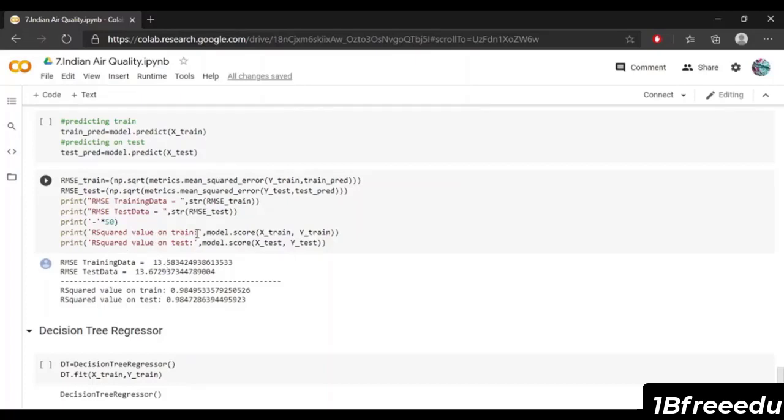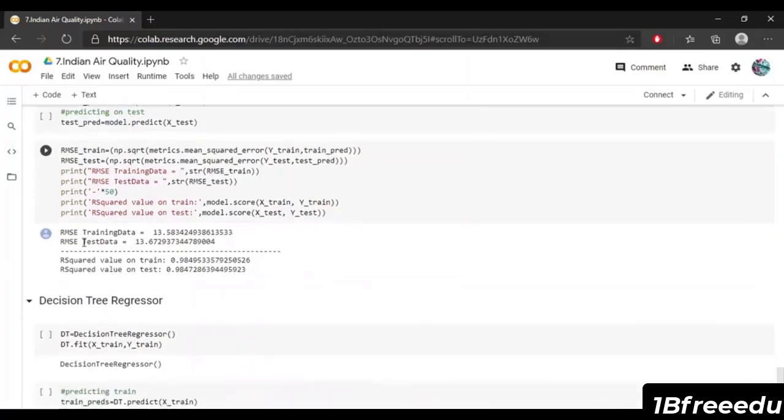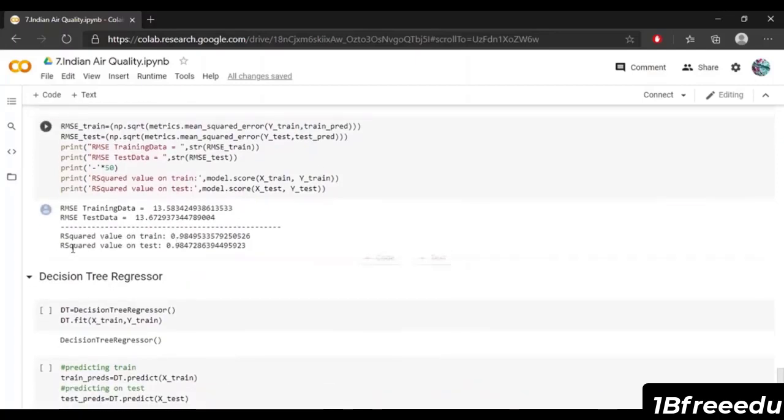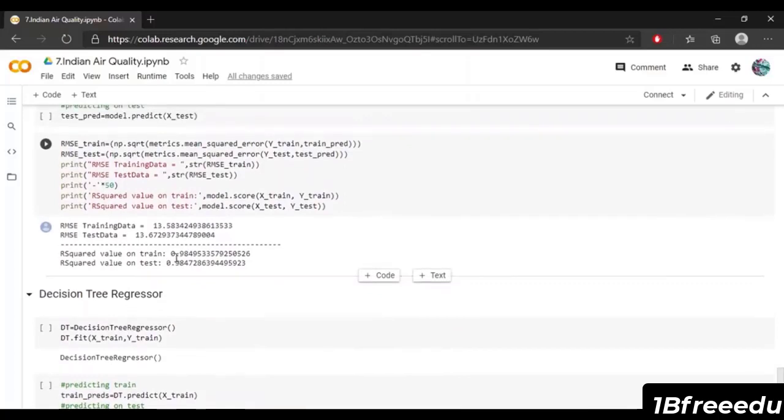So the closer the R squared value is to 100, the better the model is. And the RMSE value should be as low as it can be. If the RMSE value is close to 0, it's a good model, but the R squared value must be higher and close to 100. And here you can see that the RMSE value on train is 13, and on the test it is the same. And the R squared value is high, which is 98% on train and test. That means it is a good model.